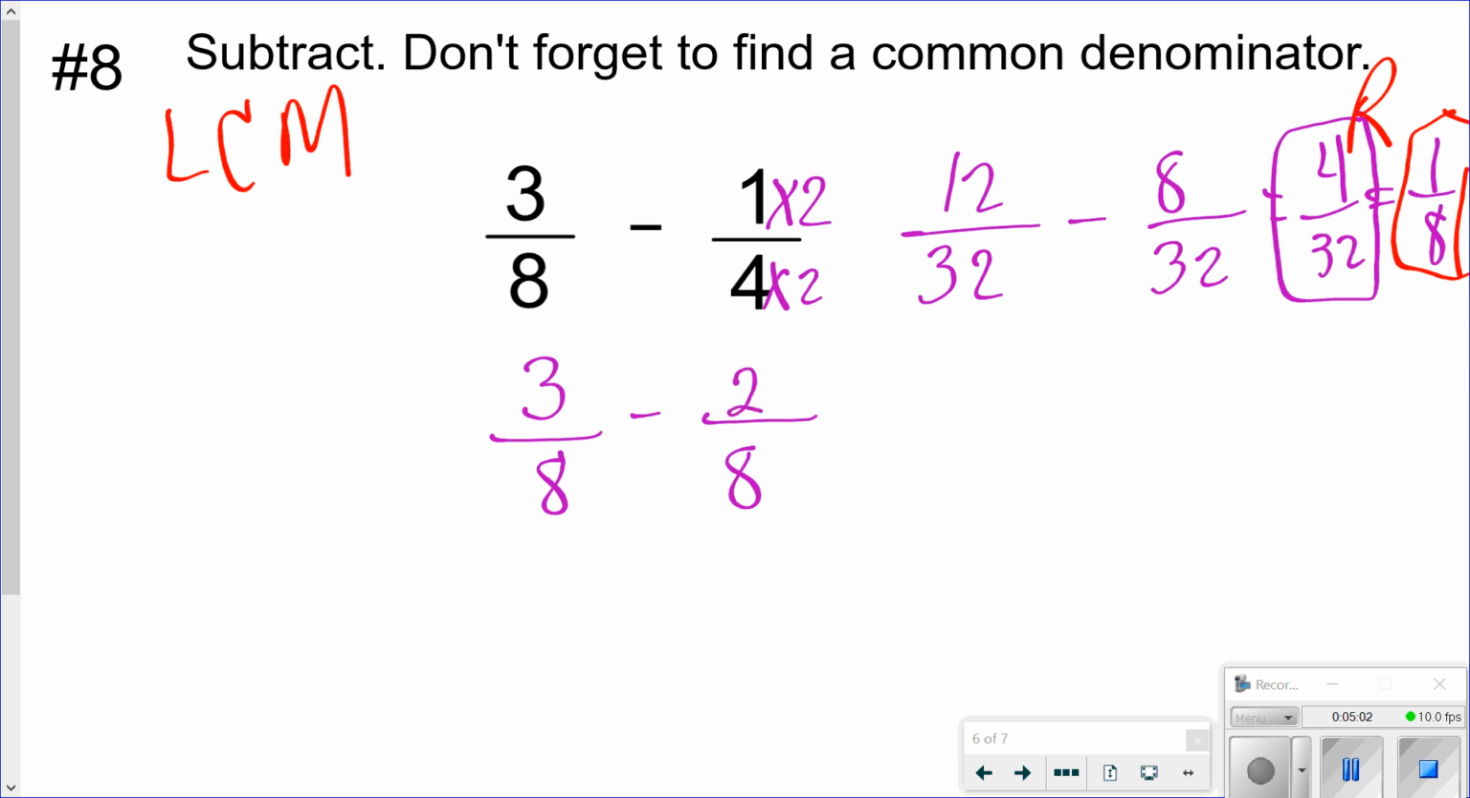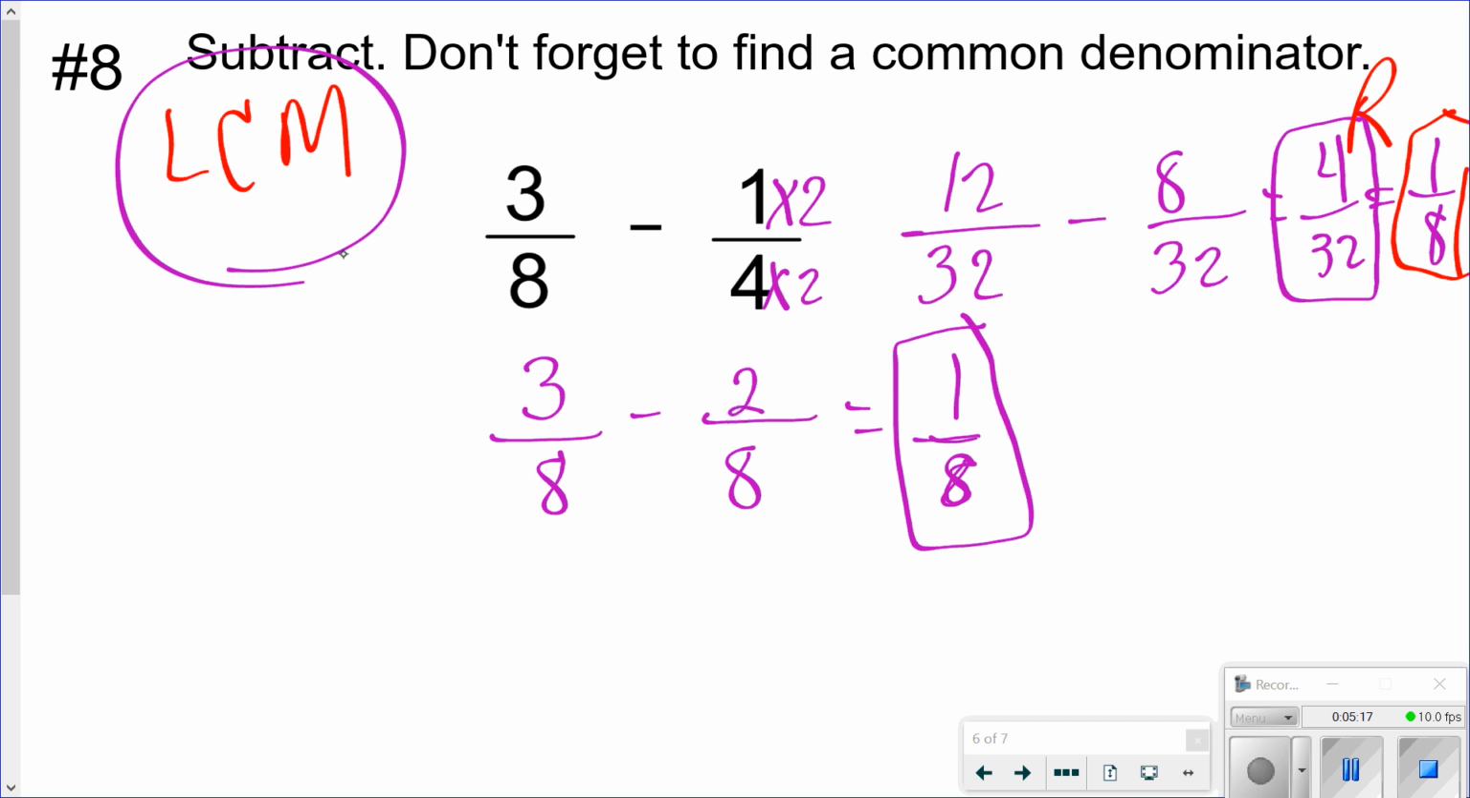To keep it equivalent, we'll need to do the same thing to our numerator. So 3/8 minus 1/8 is, I'm sorry, 3/8 minus 2/8 is 1/8. So we got to our answer without having to reduce. We don't have these large denominators, so try to always pick the least common multiple. And that is it.